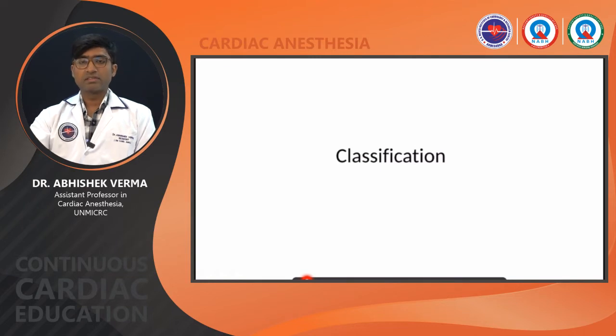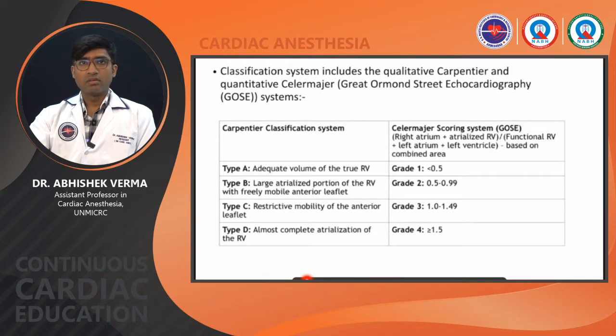Now we classify this Ebstein anomaly on the basis of qualitative and quantitative characteristics. The qualitative classification is given by Carpentier and the quantitative by Celermajer, which you can also call the GOSE system.